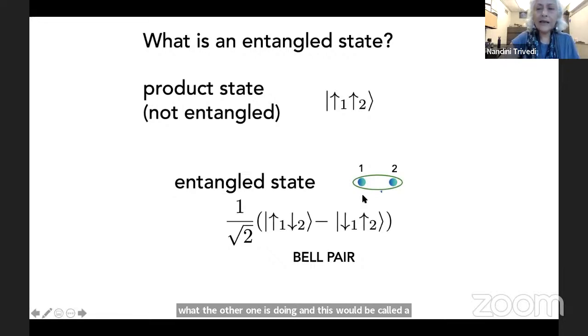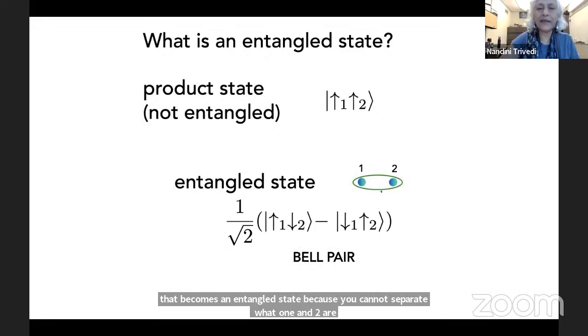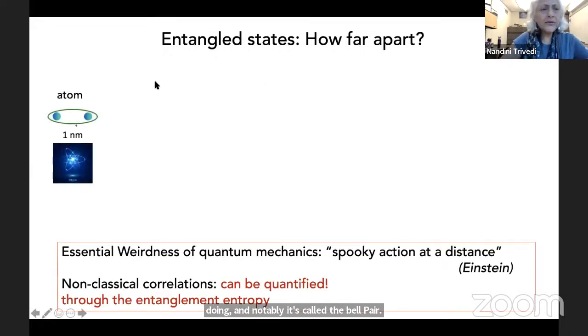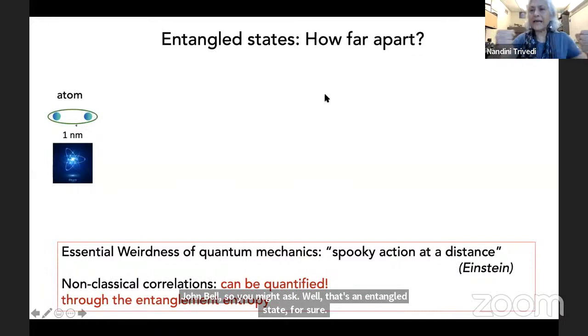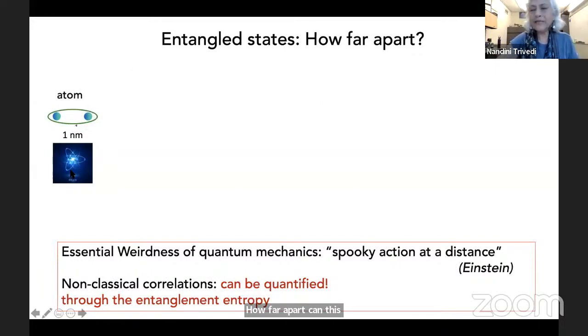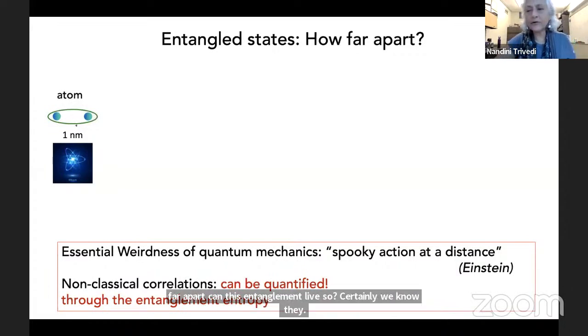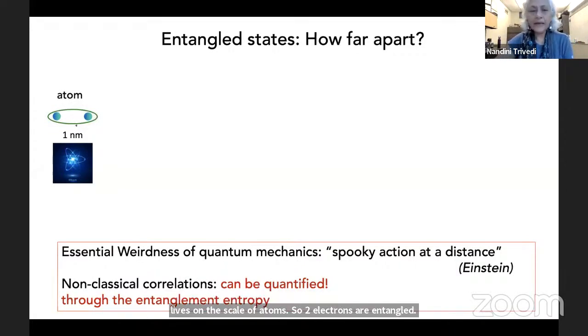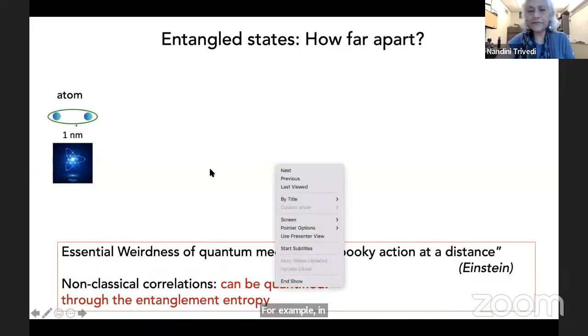It's not entangled. However, if we make a singlet state of this kind, where electron 1 is up, 2 is down, minus a linear superposition of the opposite configuration, either with a minus sign or a plus sign, that becomes an entangled state, because you cannot separate what 1 and 2 are doing. And notably, it's called the Bell pair, after John Bell. So you might ask, well, that's an entangled state for sure. How far apart can this entanglement live? So certainly we know it lives on the scale of atoms. So two electrons are entangled, for example, in helium. How about if we take these electrons further apart?